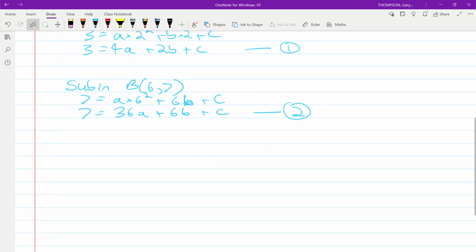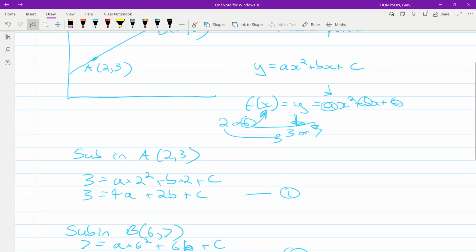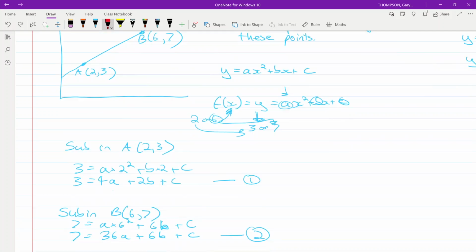So I've come to two equations. What I want to do now is simplify this equation. Because I understand parabolas, I know that I can solve this with a parabola that does something like that, or with a parabola that does something like that, or so on and so forth. In other words, there's an infinite number of parabolas I can go through here.